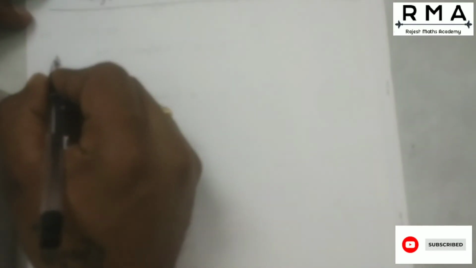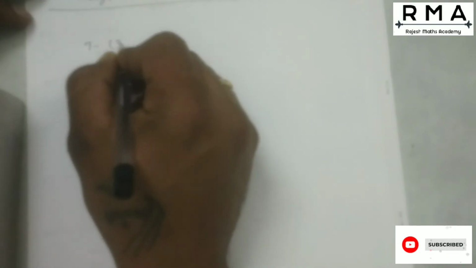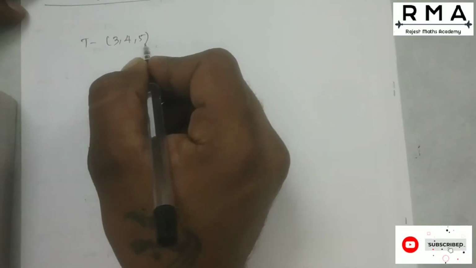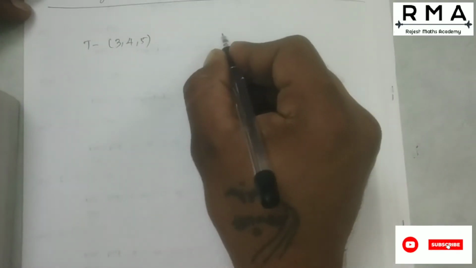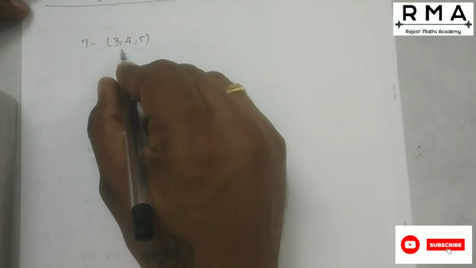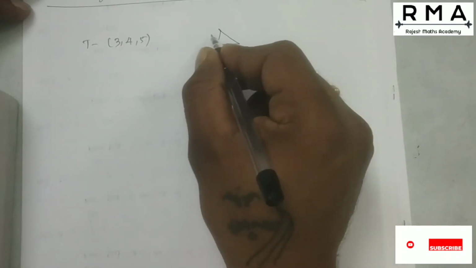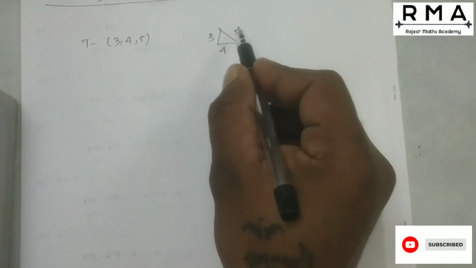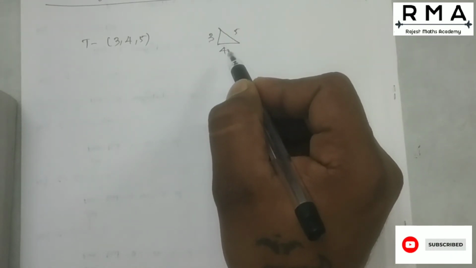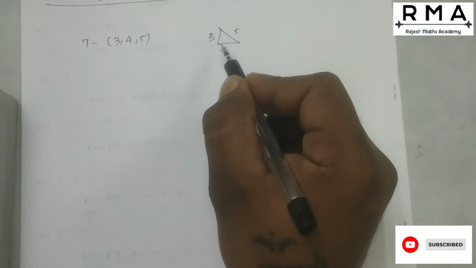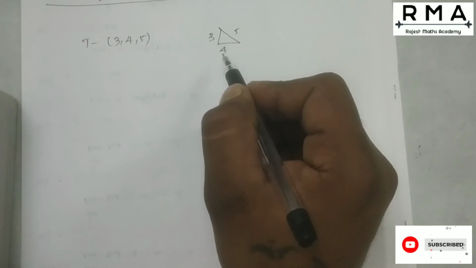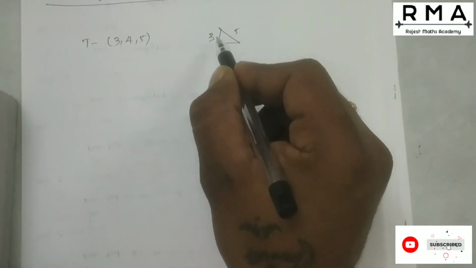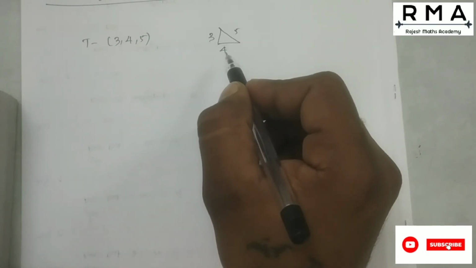One more additional question in this problem is: what is the set of all elements in A related to the right triangle with sides 3, 4, 5? What are the elements related to this? The relation means the number of sides should be equal. How many sides does the triangle have? 3 sides. So what are the polygons having 3 sides that will be related to the triangle? We know clearly that the set of all triangles is the answer.